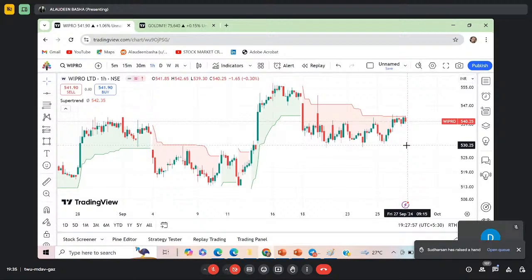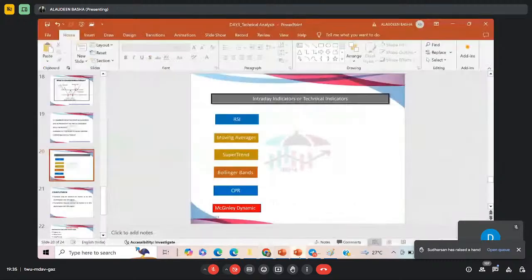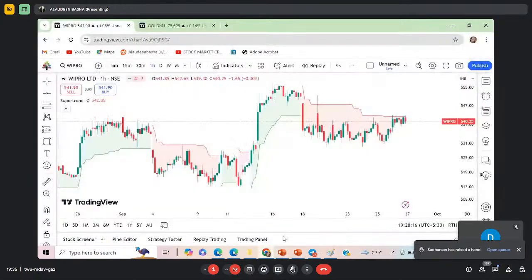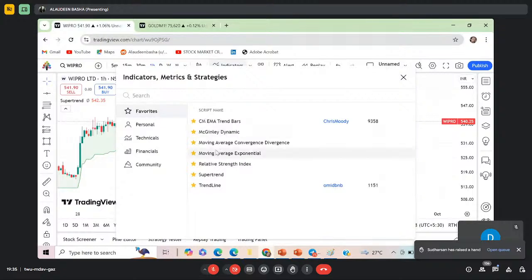That's why, when a lot of signals come within a short duration, the market is not in trend. It may be sideways or range bound. Okay, that's the Super Trend. And the third one, we can randomly select McGinley Dynamic. So similarly, go with McGinley Dynamic.